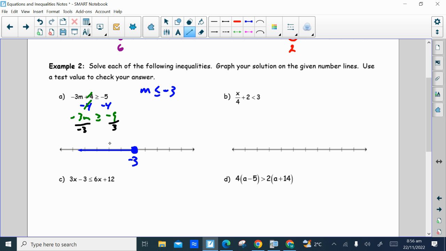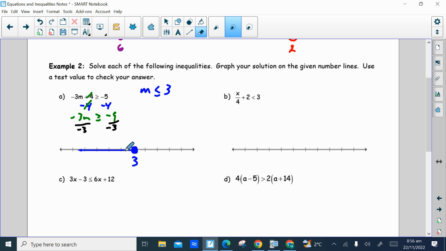Negative 3. Oh, because I'm dividing by a negative. Yeah, you're right. So this is why it's so important to check. So this becomes positive 3, not negative 3. And so again, this becomes positive 3, not negative 3. So again, this shows the importance of doing that check.